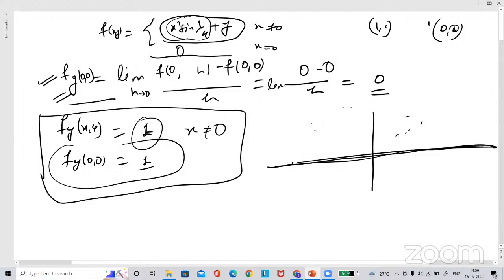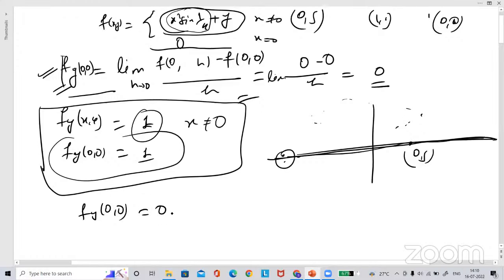So whenever you are dealing around this line, or at some point like (0, 5), in such kind of point it is better to go with the definition. So once you got this partial derivative with respect to y at 0 as 0, now you have the function value at (0, 0).